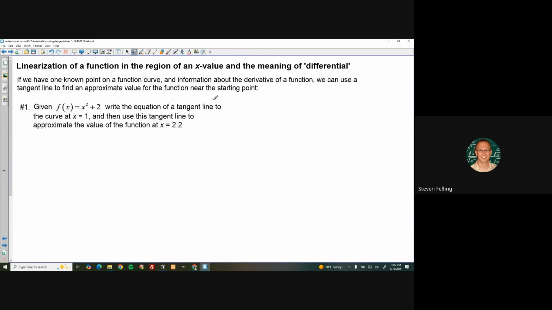All right, so let's look at some specific questions that are the way AP would ask questions about this concept. Given a function, f of x is x squared plus 2, write the equation of a tangent line to the curve at x is 1, and then use this tangent line to approximate the value of the function at x is 2.2. So what's happening here is we have a function curve. You don't have to draw this, but just to picture it, x squared plus 2 would be this parabola here.